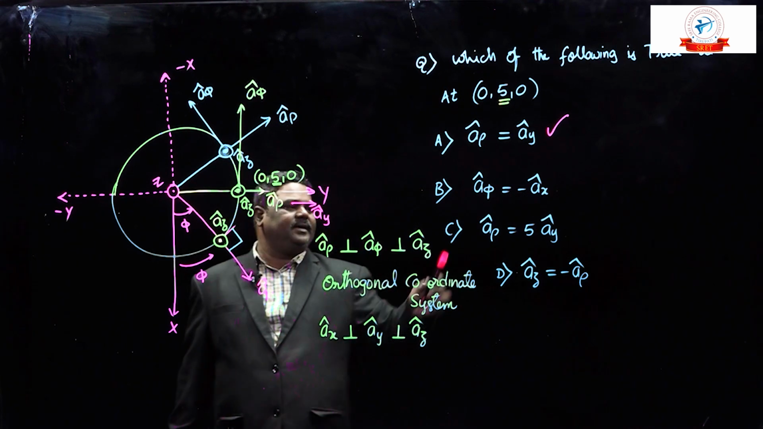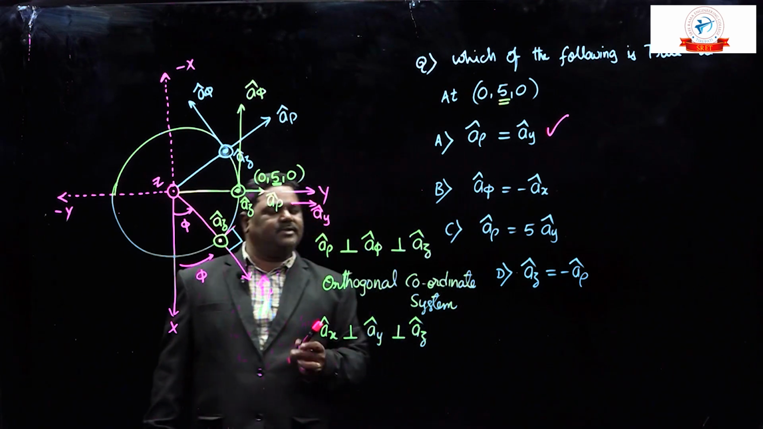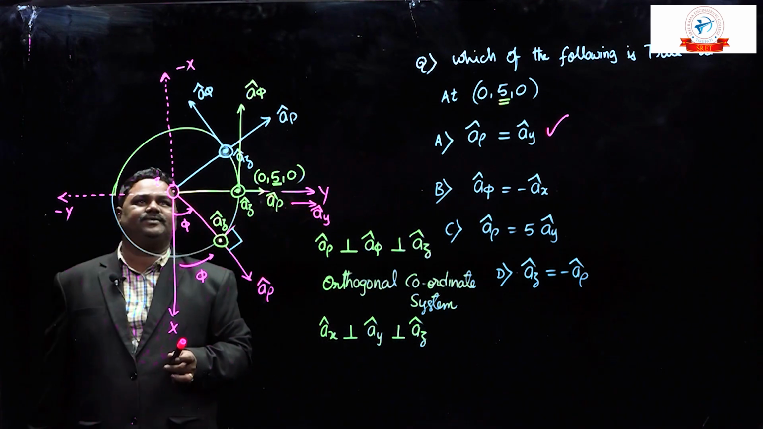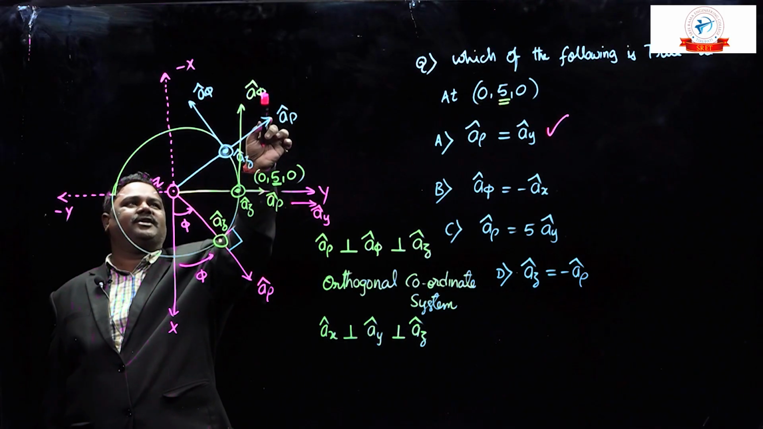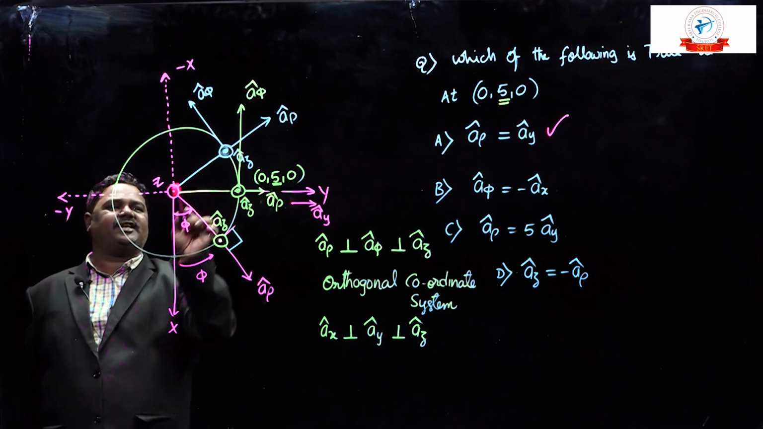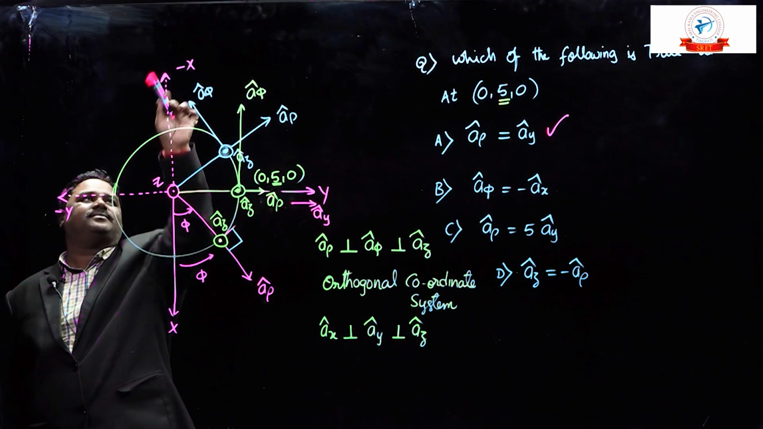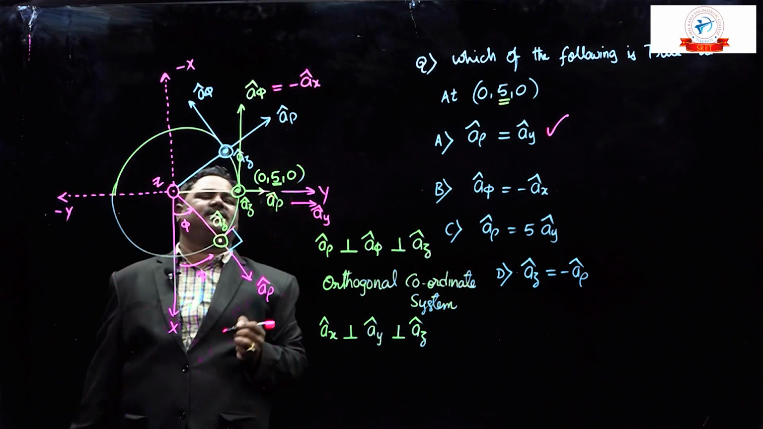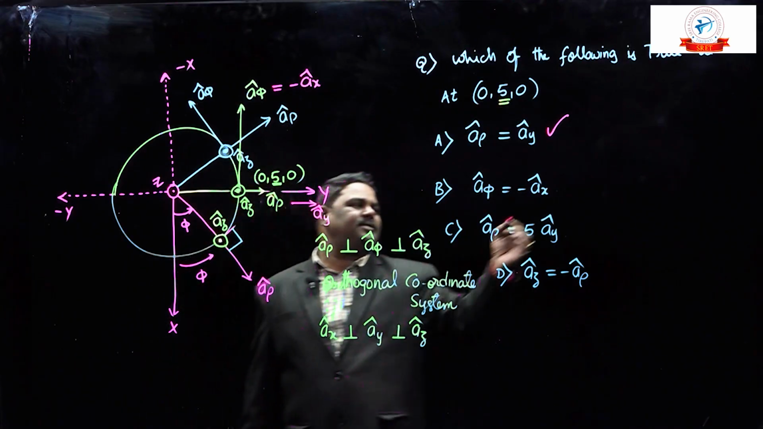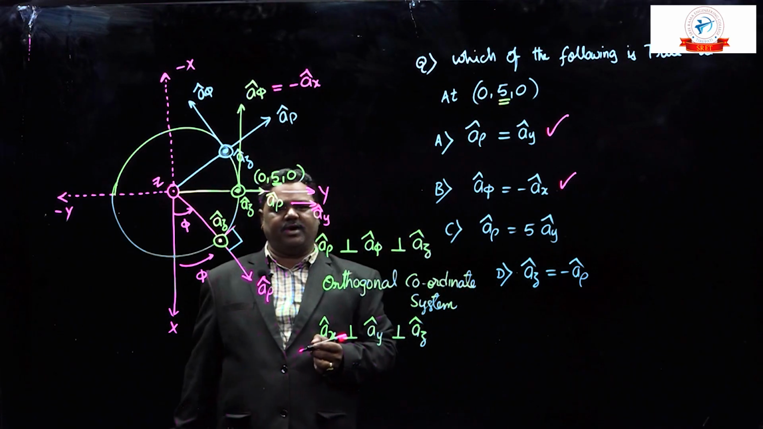Next one, a phi cap is equal to minus ax cap. So let us take the a phi cap direction. The a phi cap direction is vertically upwards. This is the a phi cap direction. If you observe this one, this is in the direction of the negative x-axis. So a phi cap direction is nothing but minus ax cap direction. So this is also correct.